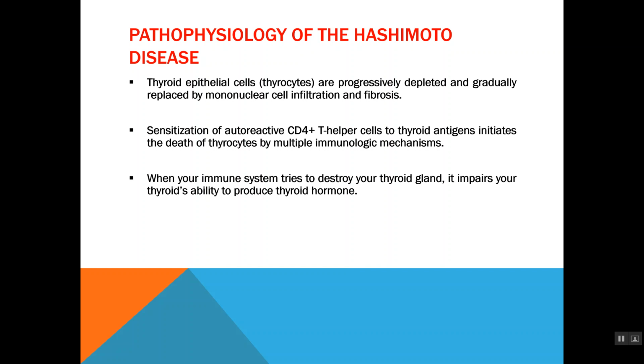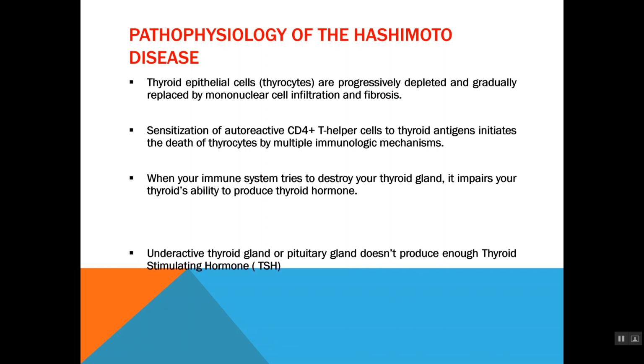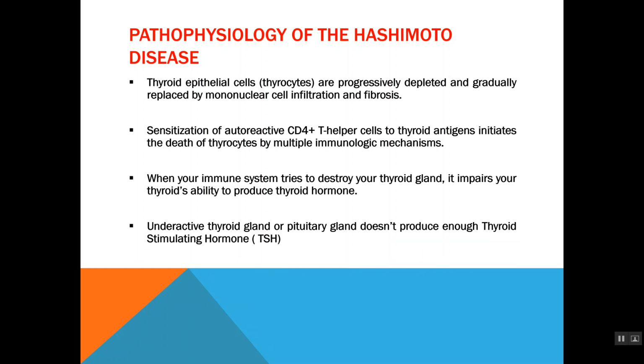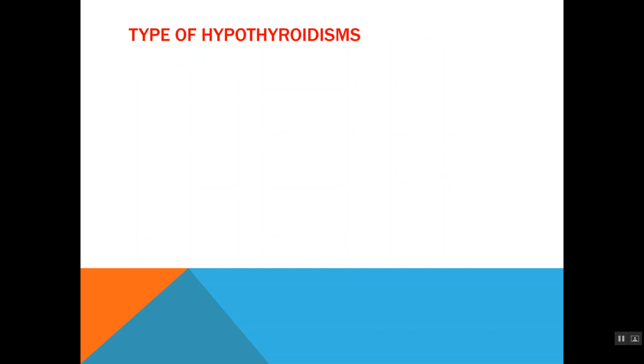When your immune system tries to destroy your thyroid gland, it impairs your thyroid's ability to produce thyroid hormone. It could be with an underactive thyroid gland or a pituitary gland that doesn't produce enough thyroid stimulating hormone. Most common is with an underactive thyroid gland, a type of hypothyroidism.